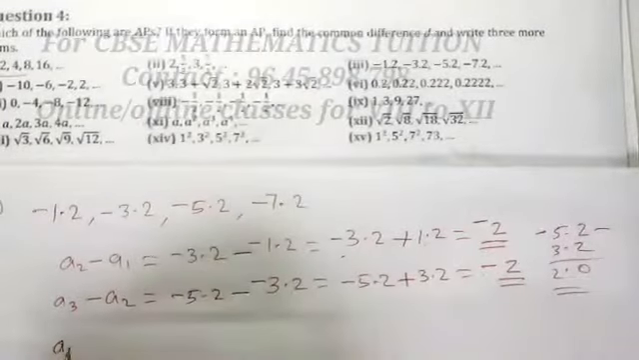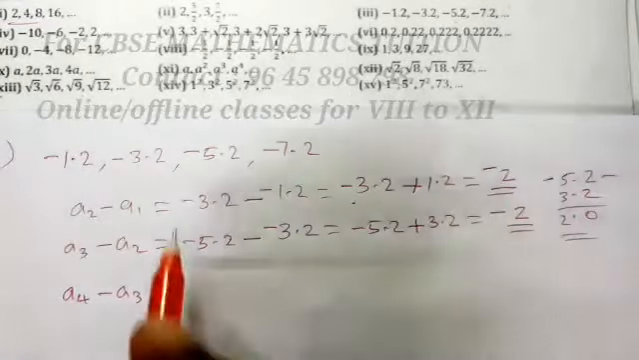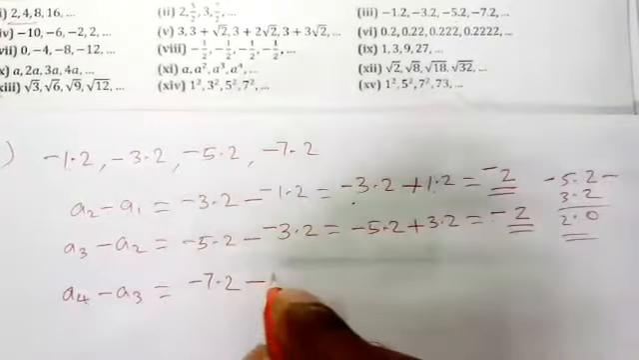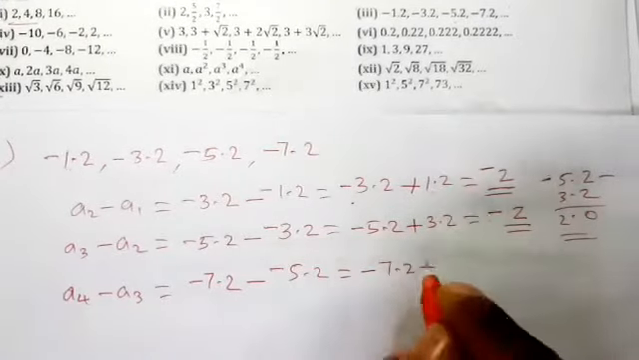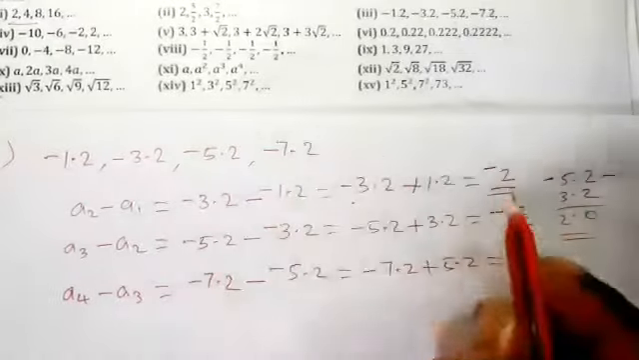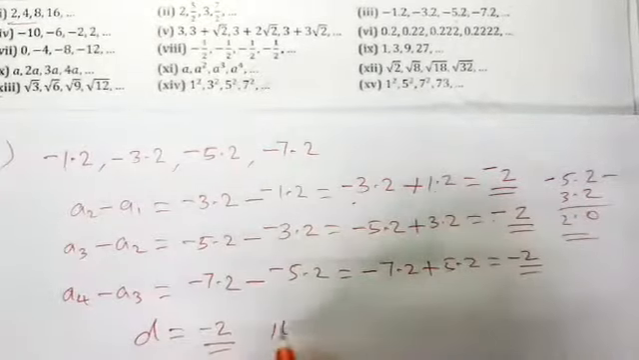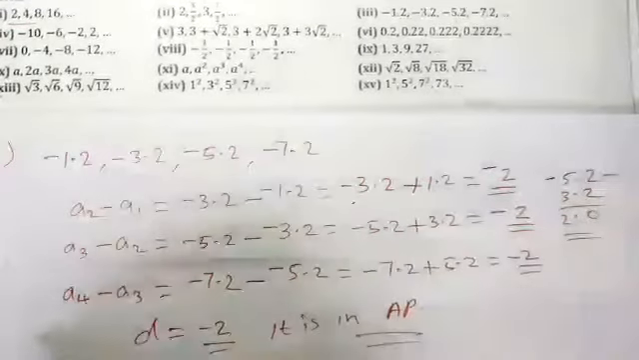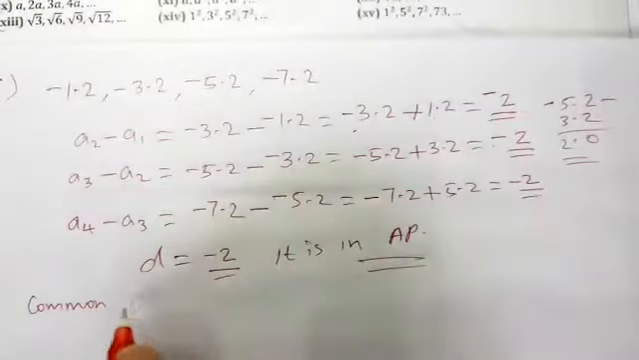Now we can think about A4 minus A3, fourth term minus third term. Here the fourth term is first, second, third, fourth. Minus 7.2. Subtract minus 5.2, which is equal to minus 7.2 plus 5.2. The same answer is coming. So in all cases we got the difference is common, which is minus 2. So it is in AP. Why is it in AP? Because a common difference is there.